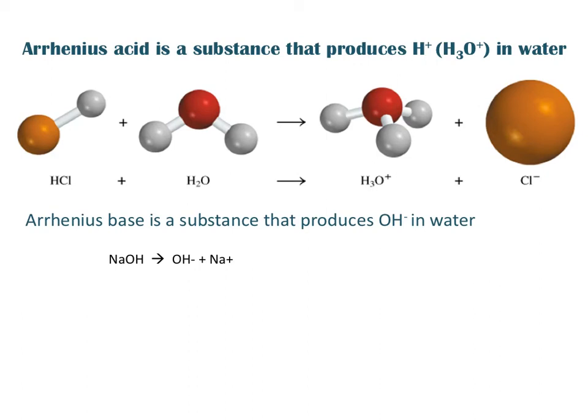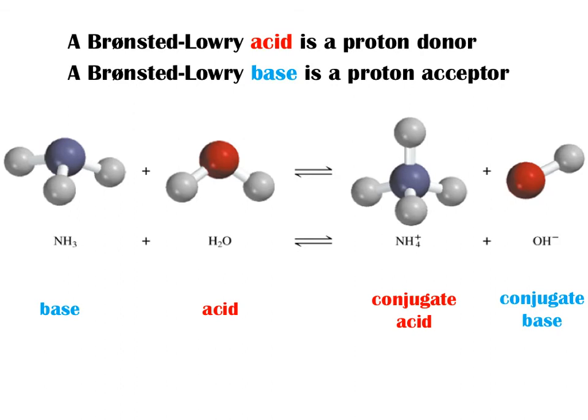Just for simplification purposes, we just call it H+, but really it's H3O. Hydronium it's called. So an Arrhenius base likewise produces OH- in water, so NaOH, when it dissociates, makes sodium ion and hydroxide ion. Bronsted-Lowry acid, remember, is a proton or hydrogen donor, and a Bronsted-Lowry base is a proton acceptor.